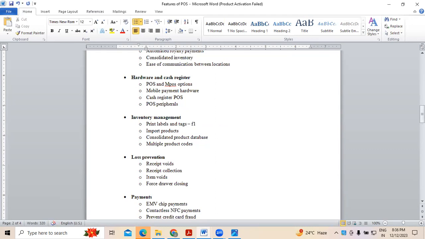Functionality 1, right? For example, if you want to import products, how to do it? Functionality 2. Consolidating the product database is functionality 3. Providing multiple product codes is functionality 4. These are the functionalities which belong to the inventory management system feature, because the system feature is nothing but inventory management. These are the functionalities F1, F2, F3, F4. How to develop these functionalities and write the business logic, developers will write it.